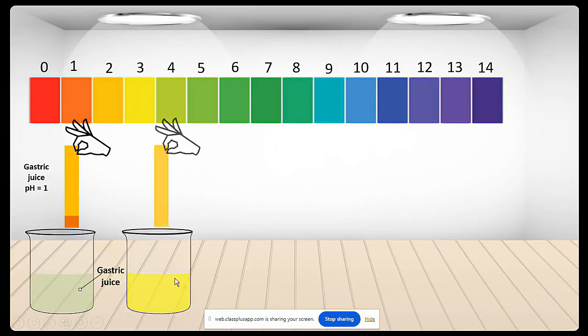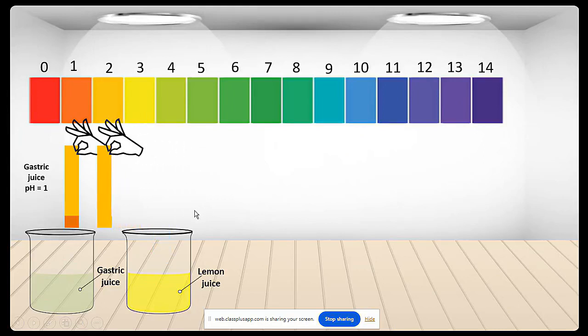Now the next juice, let's say lemon juice. Immerse the universal paper and then notice the change in color of the paper. Almost the color is equal to the universal indicator chart, so it is in between 2 and 3. So the pH value of lemon juice is around 2. It is not an exact value, it is an approximate value, in between 2 and 3.